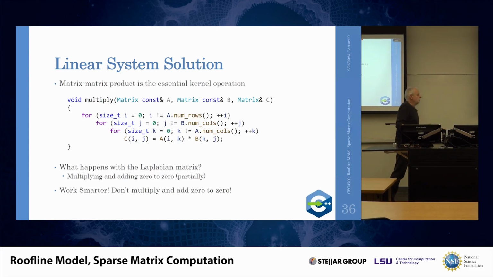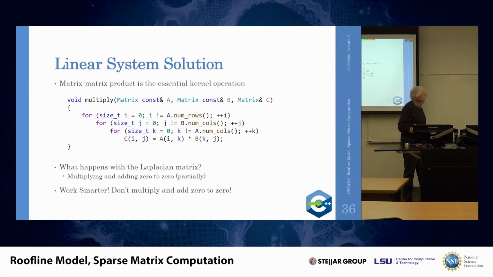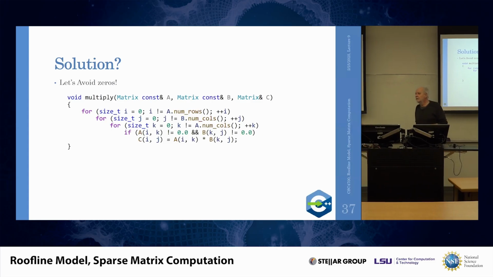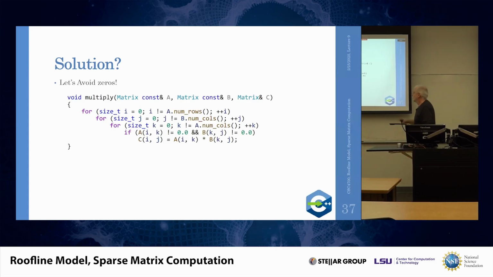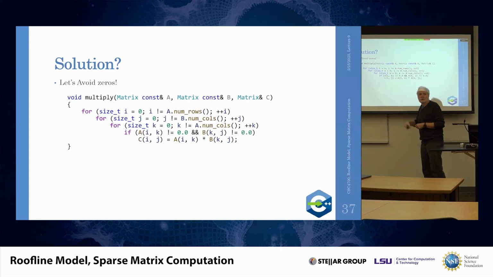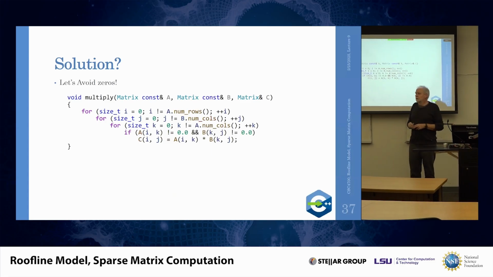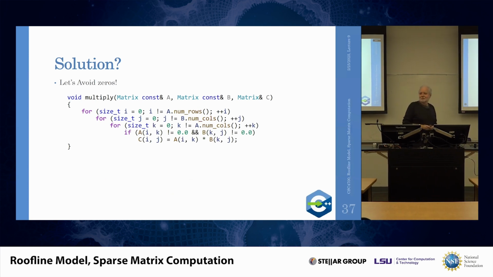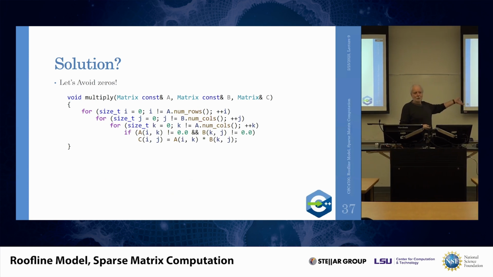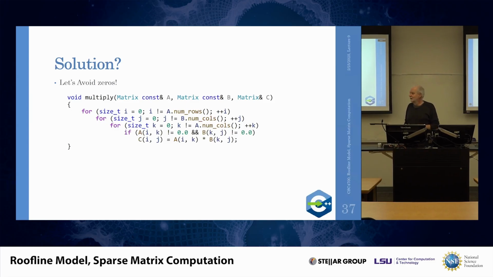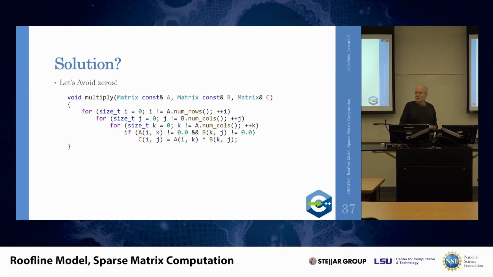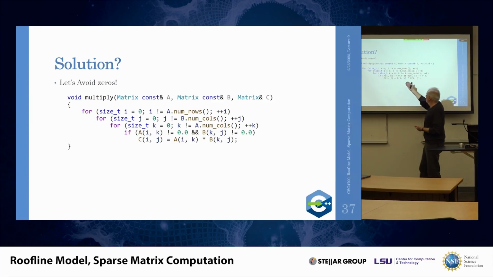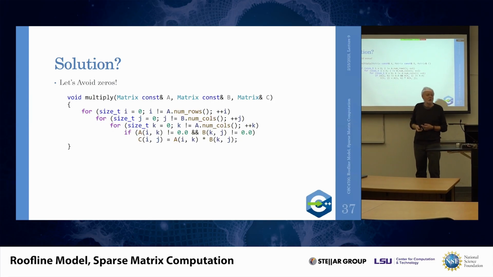So the solution is, hey, let's be smart. Why don't we just add an if statement there and say, do the multiplication only if both terms on the right-hand side are non-zero? Well, why don't we do that? Why isn't that the solution? You save on floating point operations. Yeah, sure. Do you save on memory movement? Not at all, right? Because you have to read that stuff anyway, and you have to look at the values before you do the computation. So this is not good.